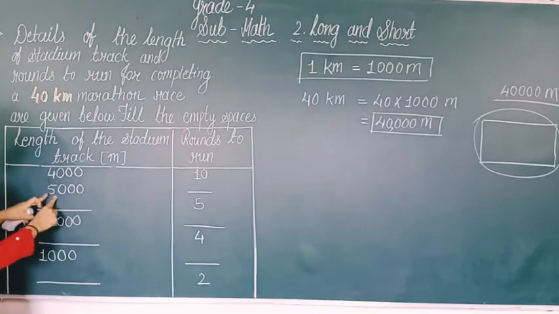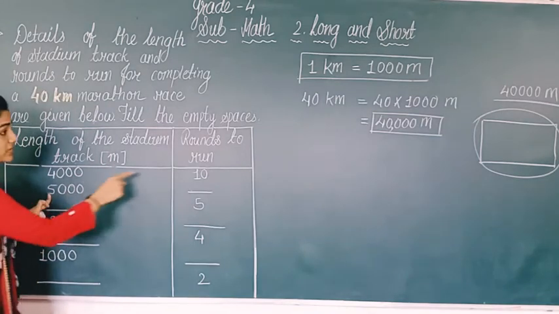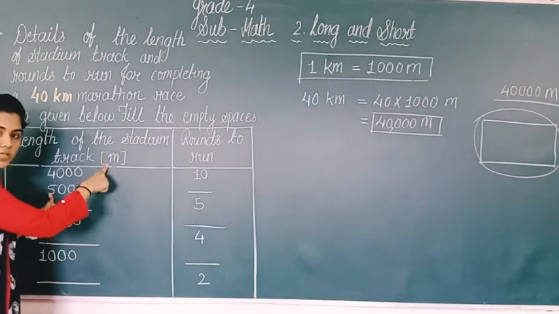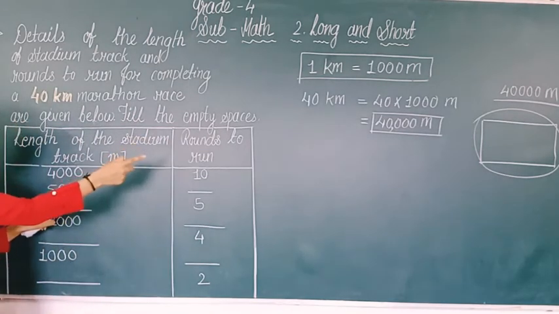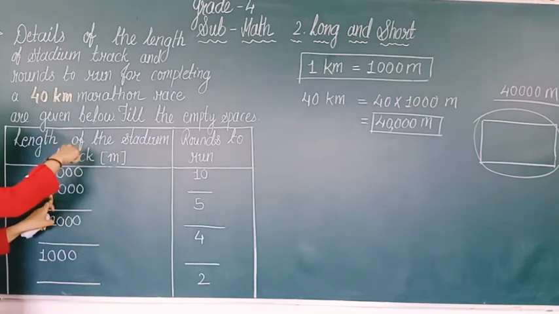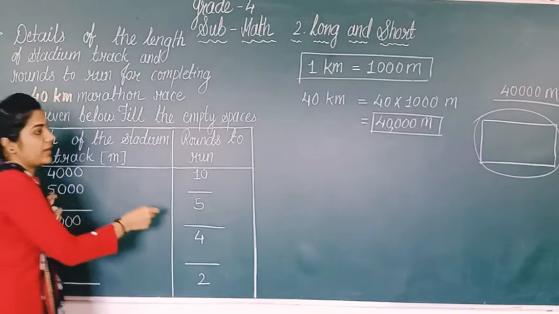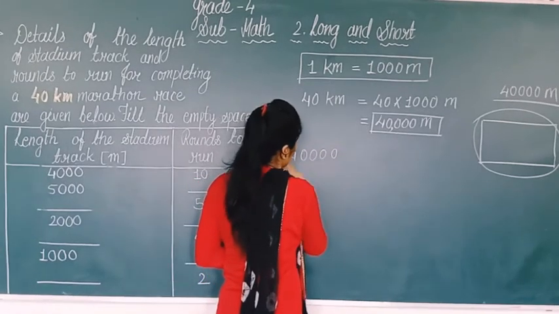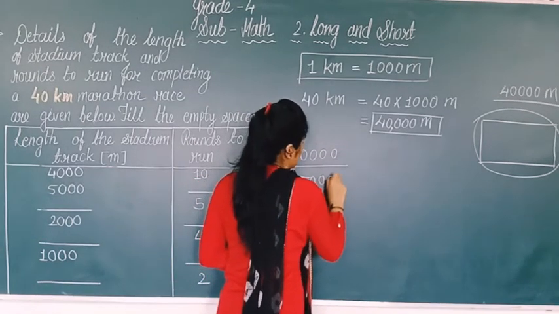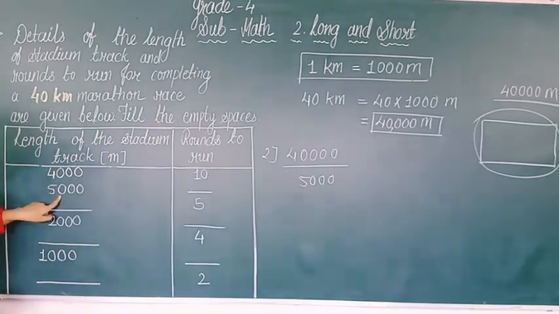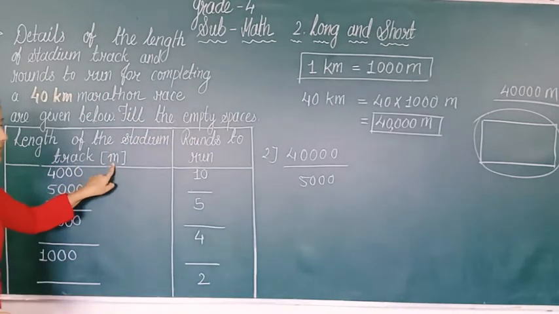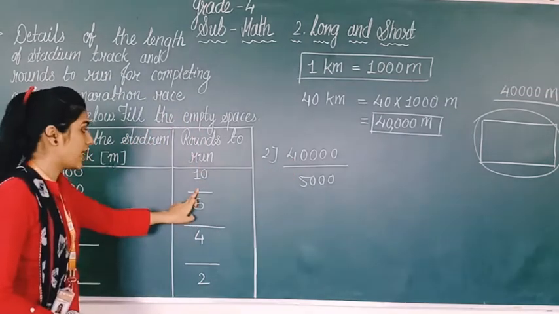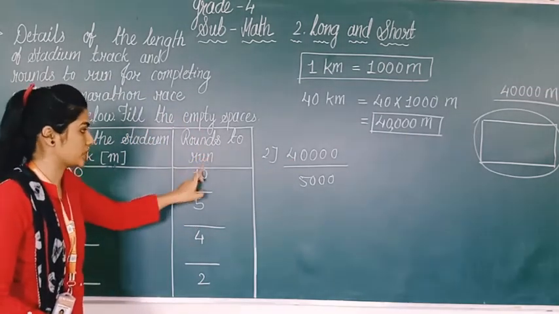Suppose the second number, 5,000, is given. So we are taking this 40,000. Why? Because we have already found this 40,000 meter here. So we are converting this 40 into 40,000 and we are dividing this 40,000 by this 5,000. Why? Because 5,000 is in meter, and we have already taken 40,000 here, and we need to find this empty space of rounds to run.